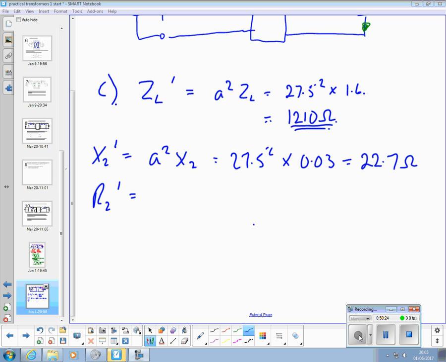And then this one is A squared R2, 27.5 squared times 0.008. So we can now transfer those. We've transferred that, so we can draw our circuit with all those components on the one side of the transformer connected to the 11 kV input.